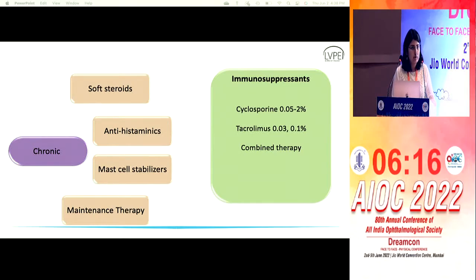Both are calcineurin inhibitors, and they inhibit the effect of T cells. These are the concentrations in which the drugs are available. Again, these medications also take around 4 to 6 weeks for their onset of action, and so they have to be combined with topical steroids when they're initially given.